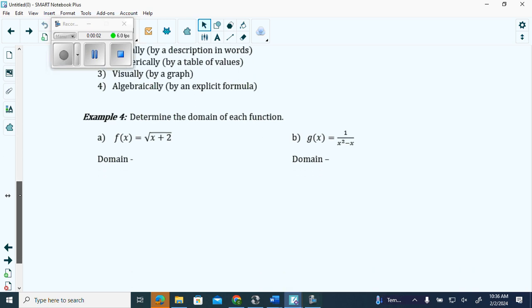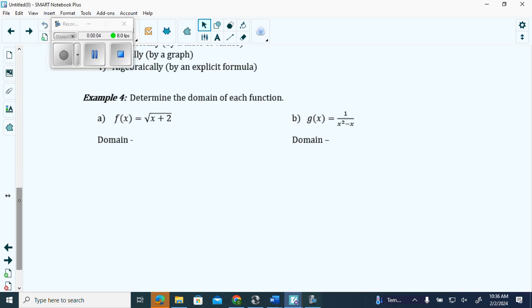Determine the domain of each function. So I want you to give me the domain of each of these functions. This is a radical graph. So remember radicals, we know what can't be under a square root. Starts with an N. Yeah, I thought I was going to have to say rhymes with negatives, but you got there. Negatives. Negatives can't be under a square root.